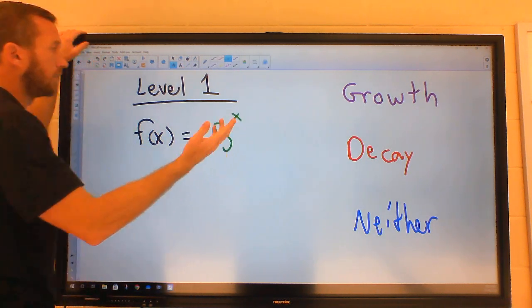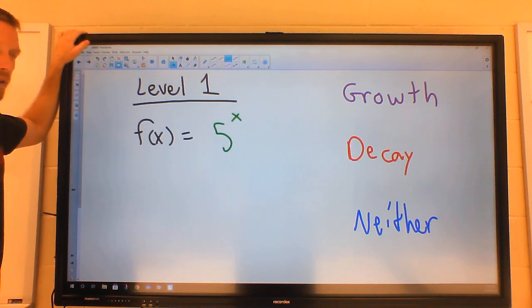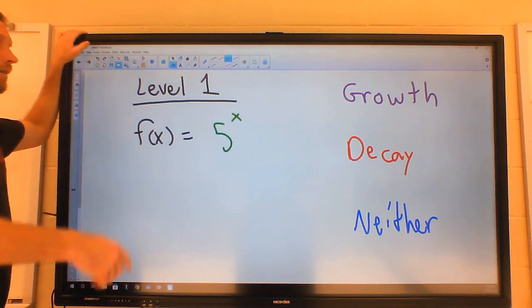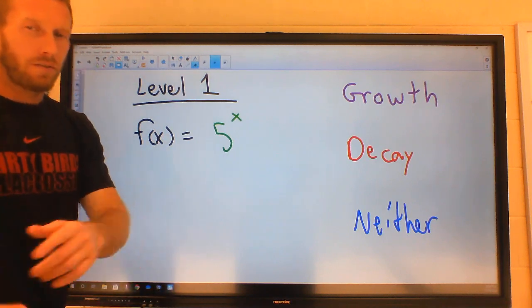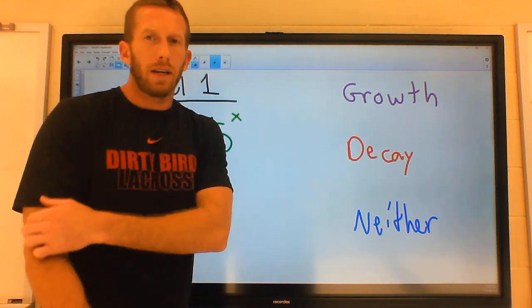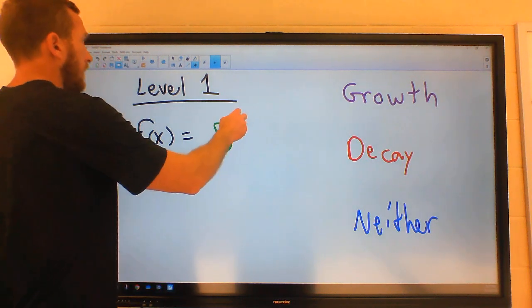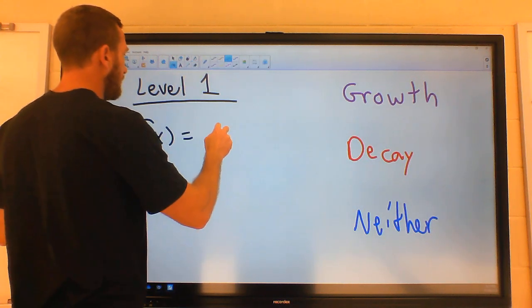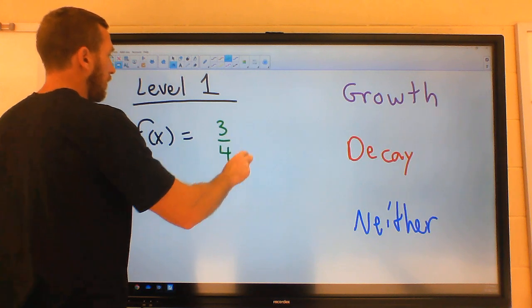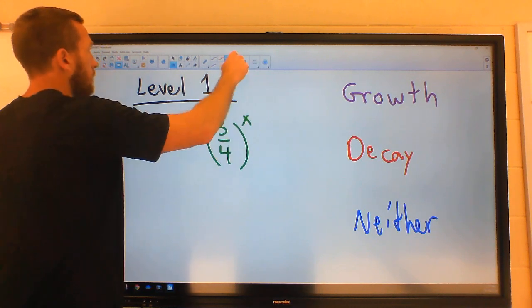5 to the x. Tell me what you think it is. Write it down. Growth. Good. Again, you're pausing this video, hopefully, or writing it down as we go. Let's try another one. 3/4 raised to the x power.